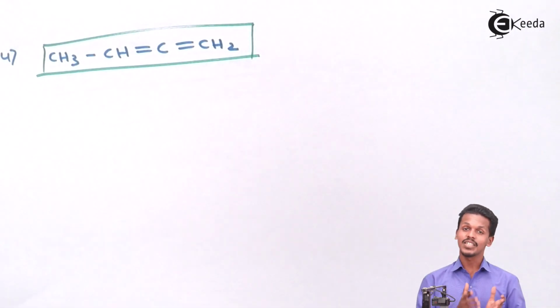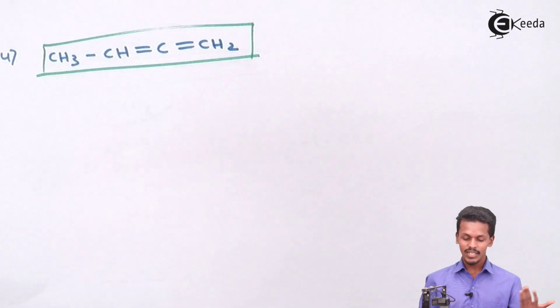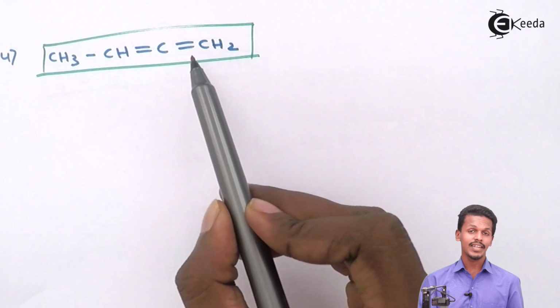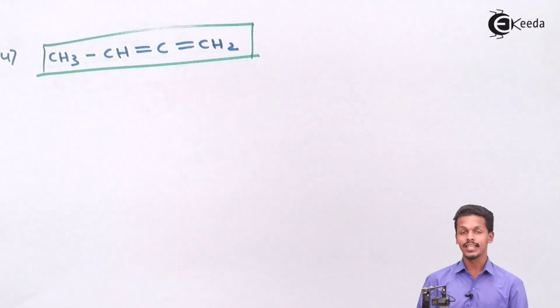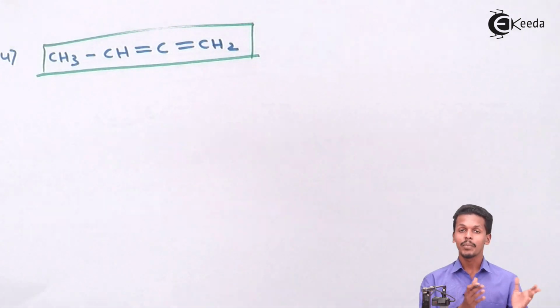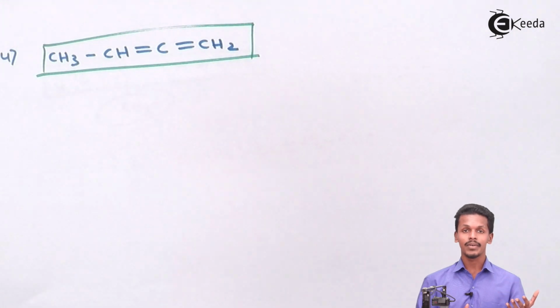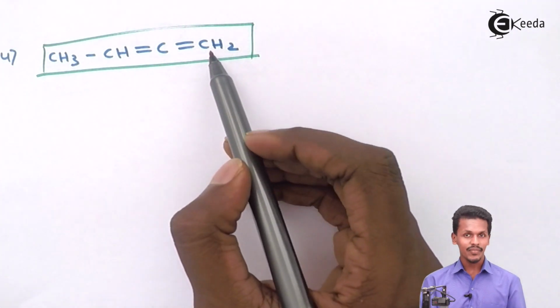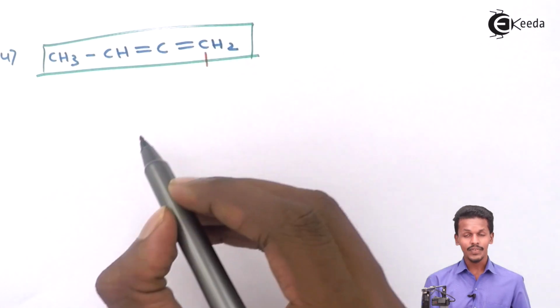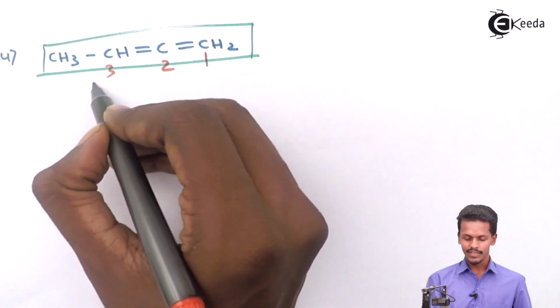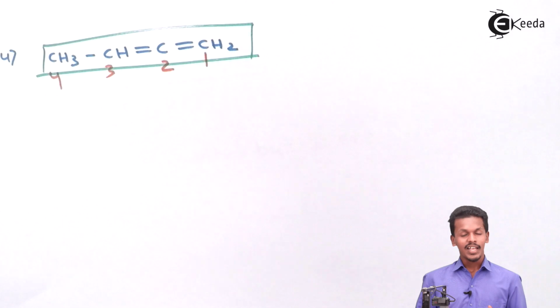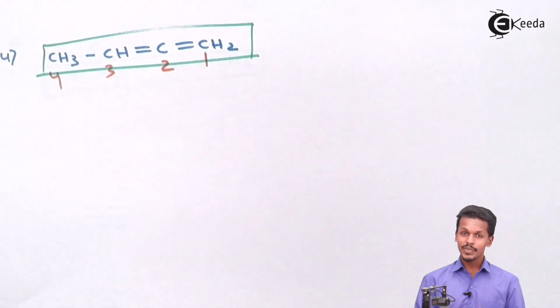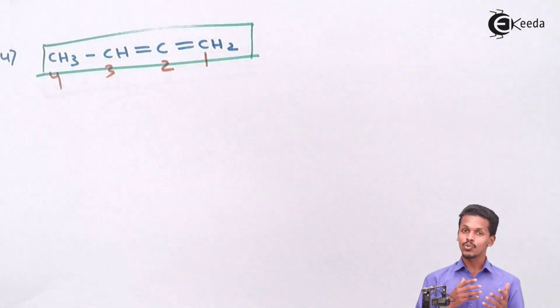And the main thing is numbering. The main thing is numbering now. We could number it from this end and even from this end. So we know that we should number from that end where we could get the carbon-carbon double bond nearer to that end. So therefore we will number it from here. So this is the first carbon atom, second, third and fourth. Now the numbering has been done and the only thing that has been left is to name.